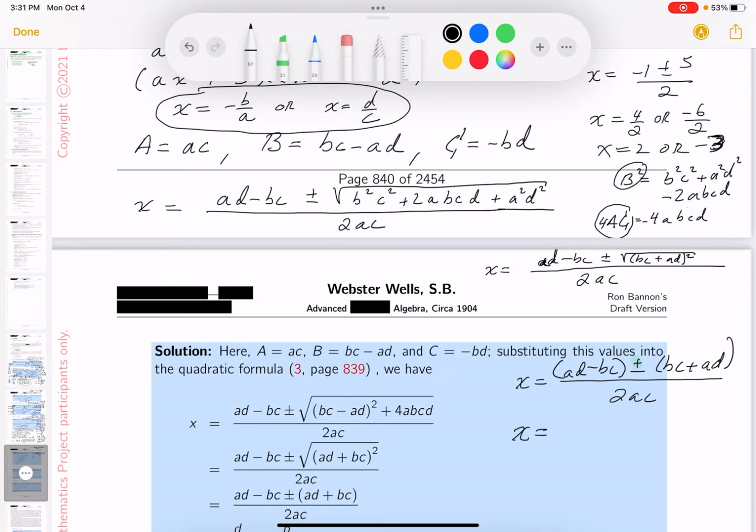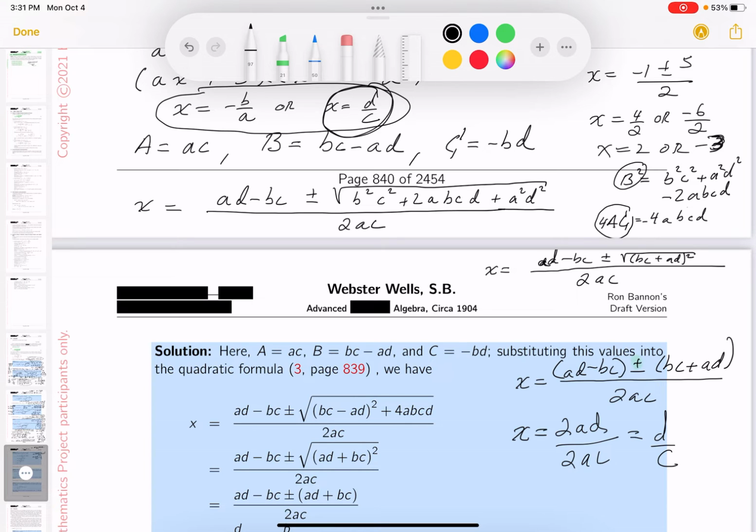So AD plus AD is 2AD. Now, minus BC plus BC is none. That's 2AC. This is so much work, it's incredible. The 2's cancel, the A's cancel, you get D over C. Were we expecting that? You're not kidding, we were expecting that. Let's do the next one.